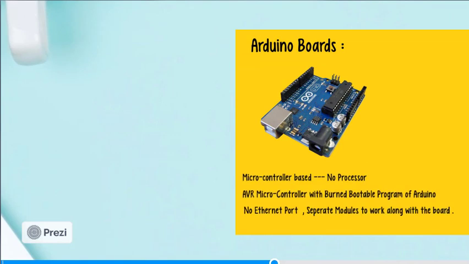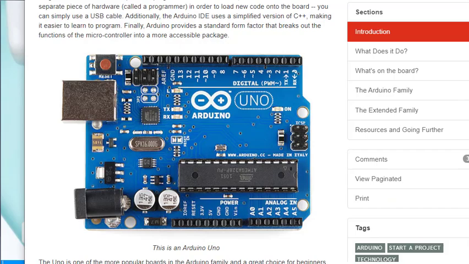This is a microcontroller based board that has no processor, an AVR microcontroller with a burned bootable program of Arduino, and there's no Ethernet port and separate modules to work along with the board. To show you a bigger view of that is this. So this is the Arduino board. It is an open source platform used for building electronics projects.